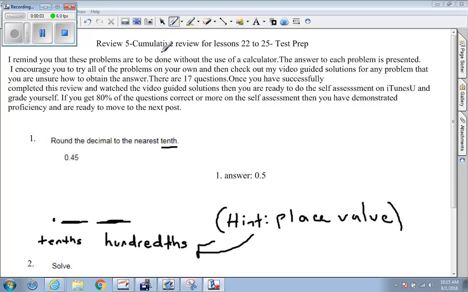Okay, welcome back. So this is review 5, your cumulative review for lessons 22 through 25. Again, I assume that you've been through all the guided notes for those lessons and you're ready to do this rehearsal. Think of this as doing a test prep together, and then after that, like I said, you can do your self-assessment on iTunes U and grade yourself.